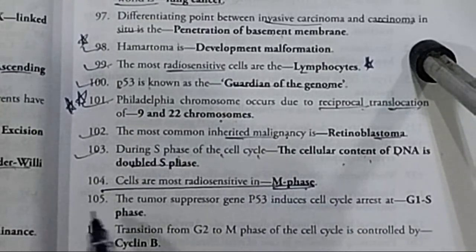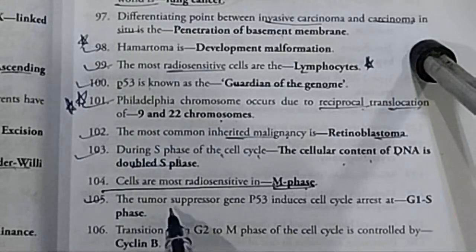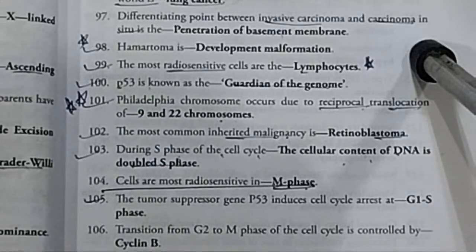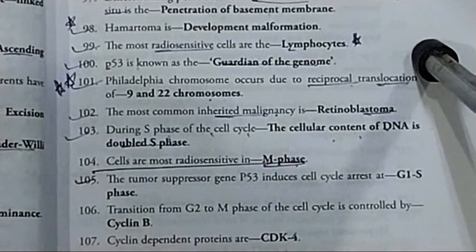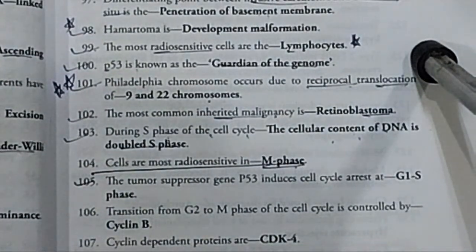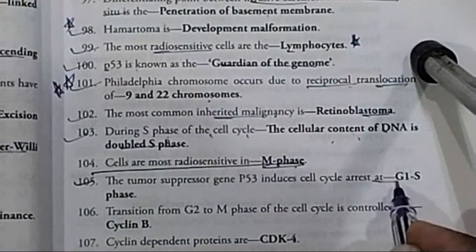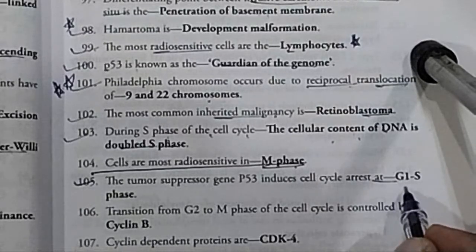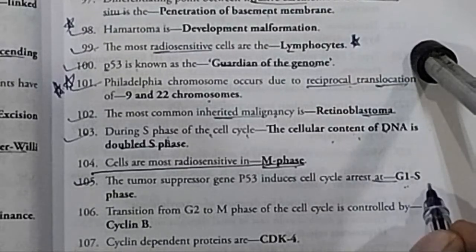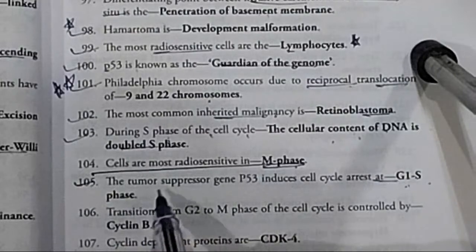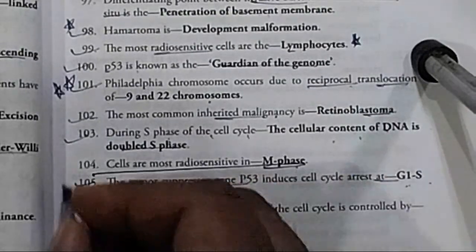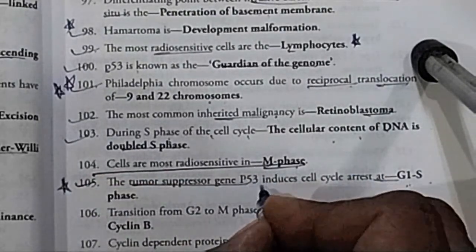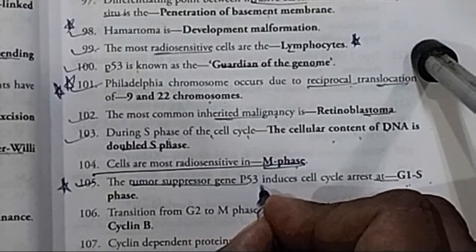Now, the next important MCQ related to genes. The tumor suppressor gene, that is the P53 gene, induces cell cycle arrest at what stage of the cell cycle? It arrests the cell cycle at the G1/S phase. The tumor suppressor gene P53 is a very, very important gene when it comes to the pathology MCQs.